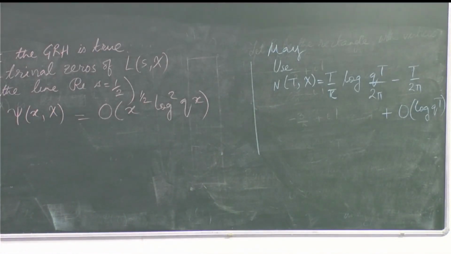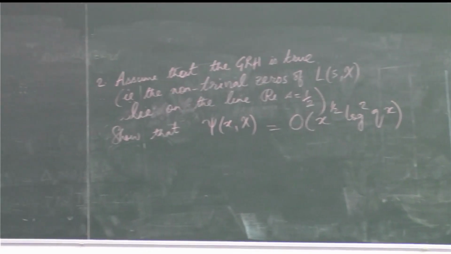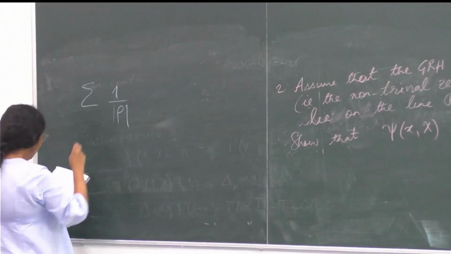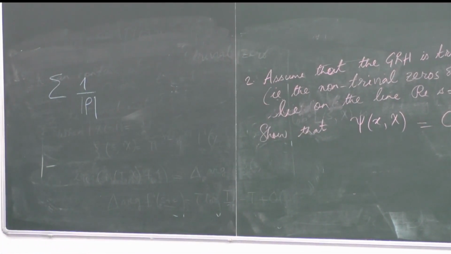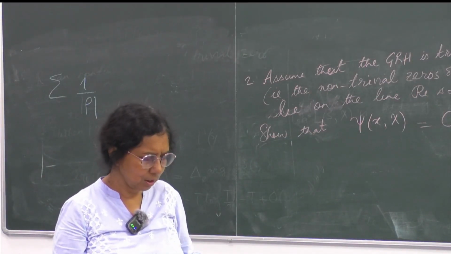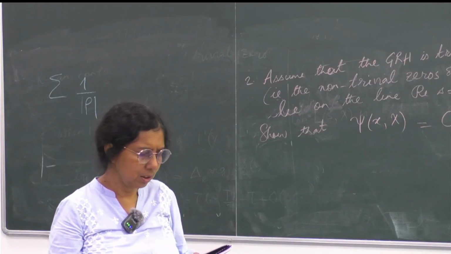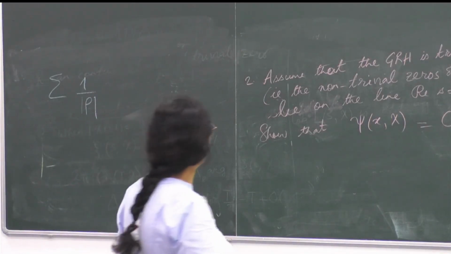And do you know what we can do with the sum of the zeros? If I take the sum of the zeros, and then of course I have to take these are non-trivial zeros. Do you have any bound for this? Yes, they occur in conjugate pairs.